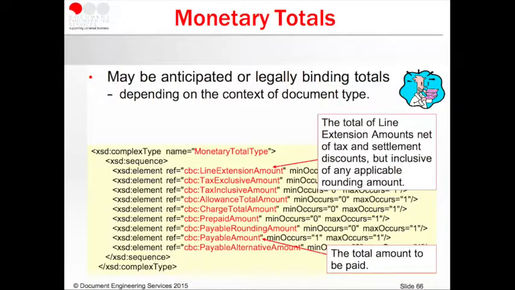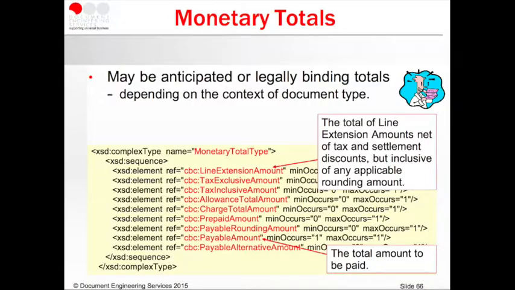To ensure that the monetary totals in a UBL transaction are unambiguous, there is a monetary total structure. This can either be used in an anticipation sense of this is what I expect the monetary total to be, or in a legally binding sense of, for example, an invoice.